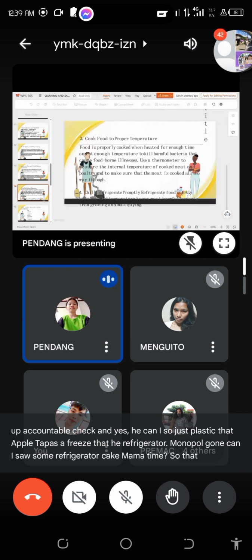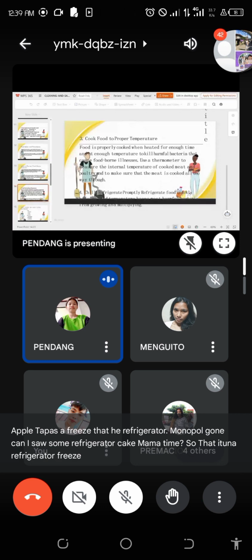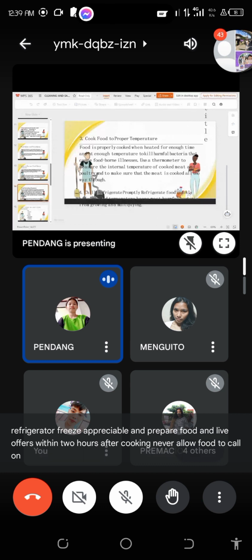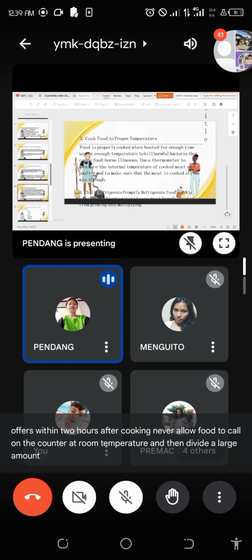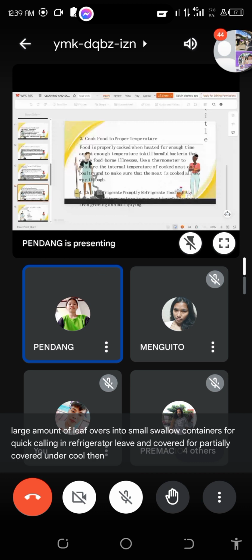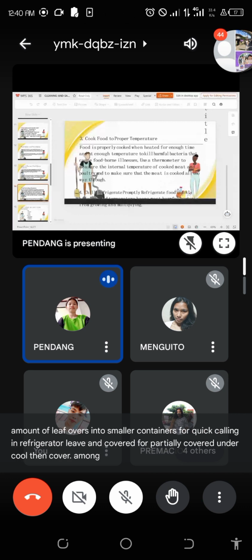Refrigerate or freeze perishable and prepared food and leftovers within 2 hours after cooking. Never allow food to cool on the counter at room temperature. Divide a large amount of leftovers into small, shallow containers for quick cooling in the refrigerator, leave uncovered or partially covered until cool, then cover. These are the processes to prevent the causes of foodborne illness.